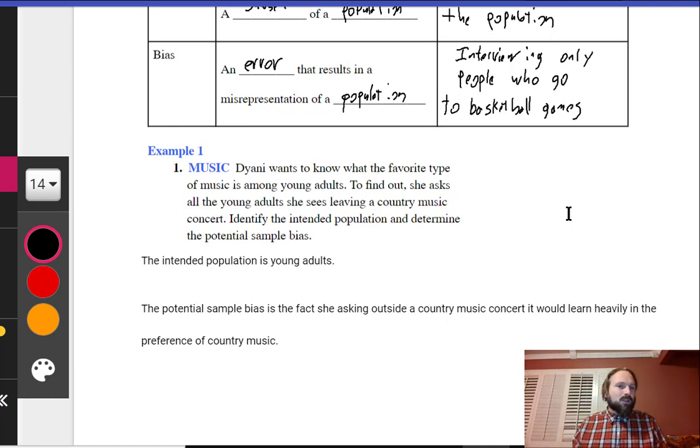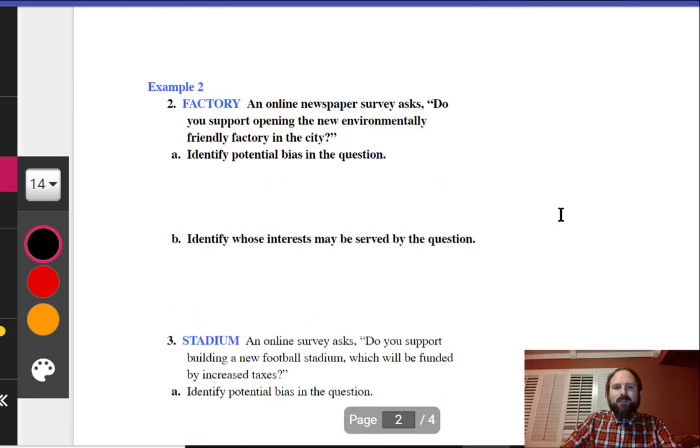You probably don't want to go to those types of events and ask that question because the sample bias is they like what they're going to see. You probably want to ask every third person going into the classroom or something like that, or going into school. Ask every third person. That gives you a random sample. All right, let's go on. Example 2.